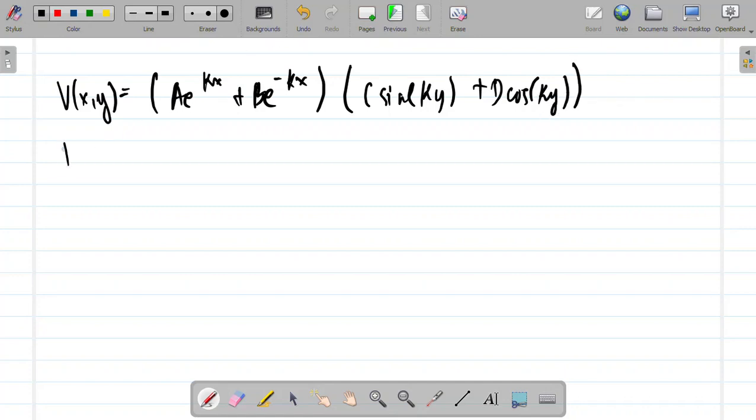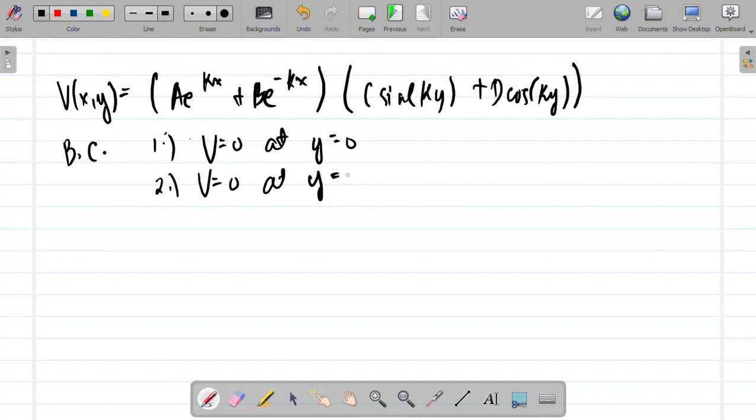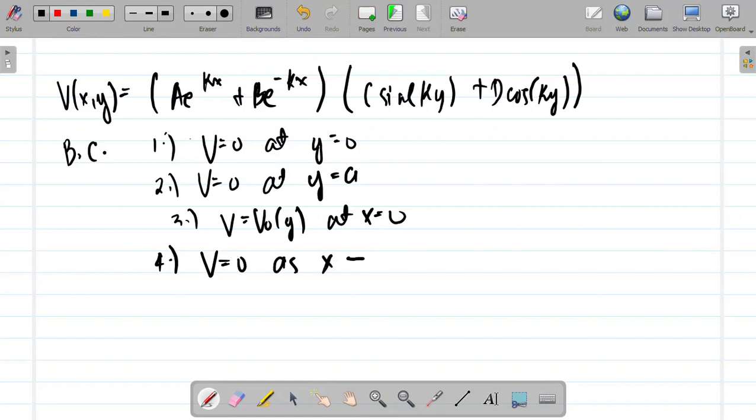Class, so now, ano ang ating boundary conditions? Number 1, v equals 0 at y equals 0. Tama. Number 2, v equals 0 at y equals a. Number 3, v equals v naught of y at x equals 0. Class, may isa pa actually. Number 4, v equals 0 as x approaches infinity.